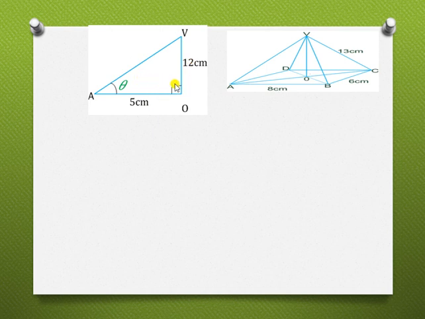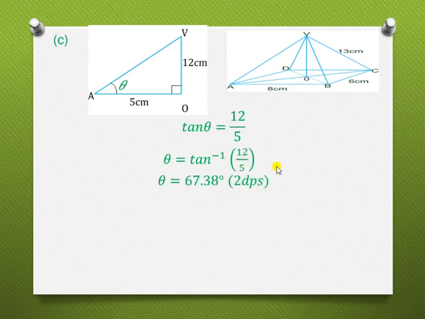From here, use SOHCAHTOA. You can simply use tan. So our tan theta will be 12 out of 5. You simply get theta as tan inverse of 12 out of 5. Should you press your calculator, you will come up with 67.38 degrees. And we are leaving our level of accuracy to 2 decimal places, at least 2 decimal places.